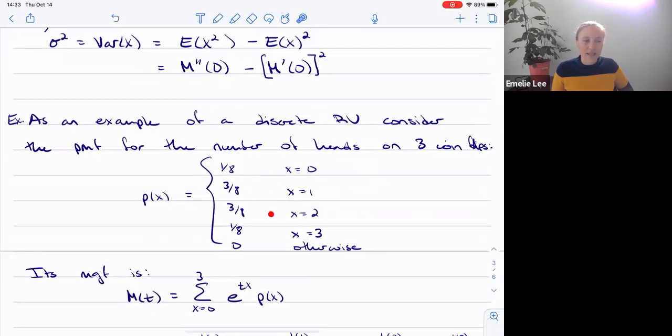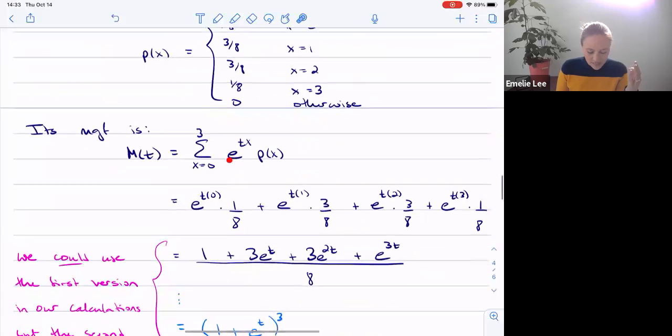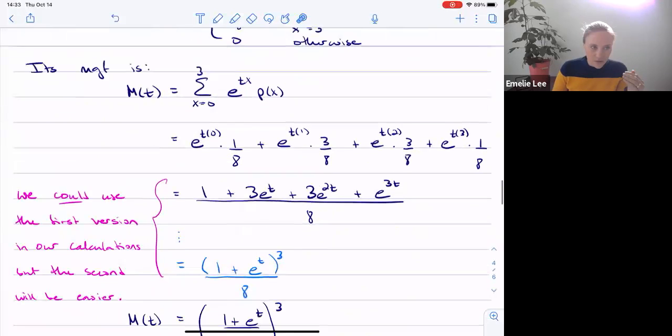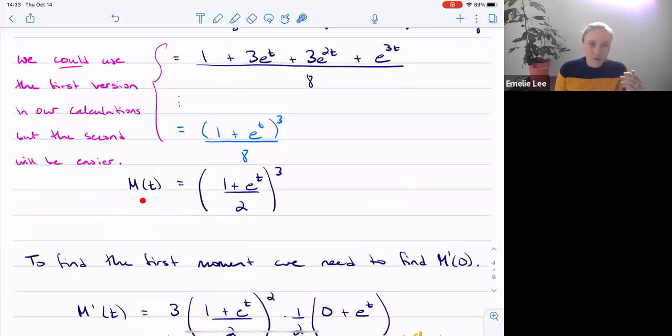We started with a discrete function, right? Which means we had to take the sum. This could have been an f of X, so a PDF for a continuous random function, but the idea is the same. We integrate over e to the tx times f of X dx, right? And then we would be able to find that moment generating function.